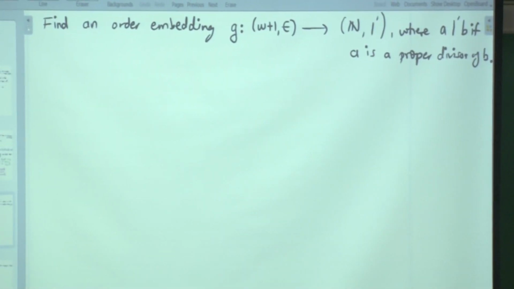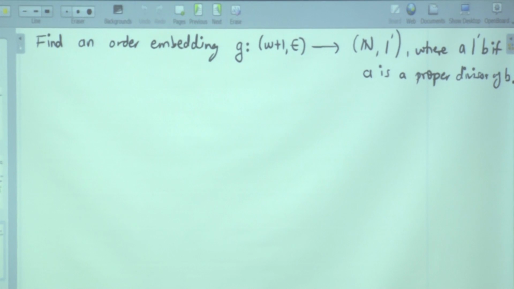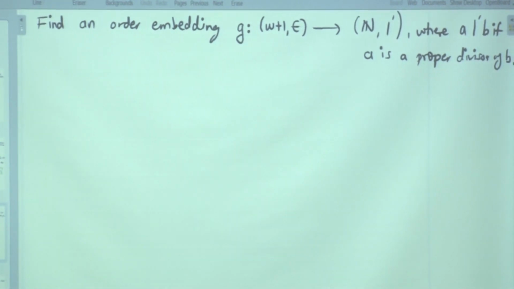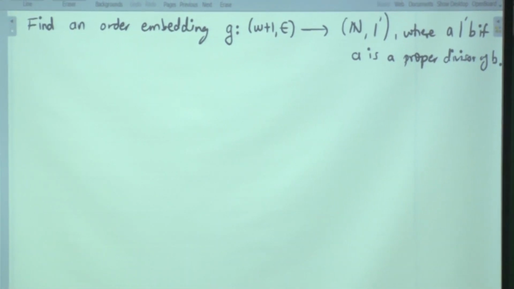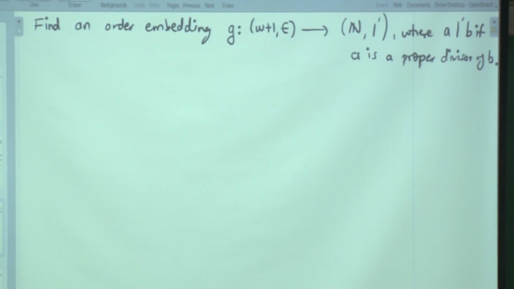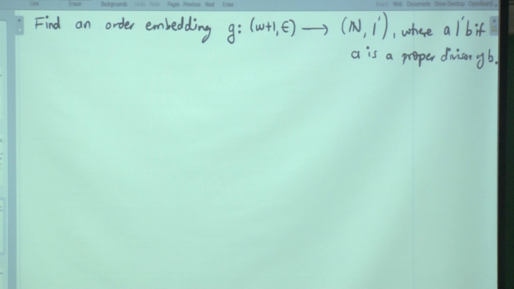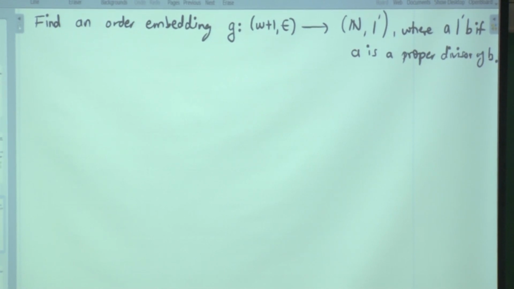Find an order embedding from omega plus 1 to the strict divisibility lattice of natural numbers. What is strict divisibility? That A divides B but A is not equal to B. We are going to denote this strict divisibility relation by divides with a midline prime. Our usual notation is just divides. Okay, so can anybody tell me how to do this?